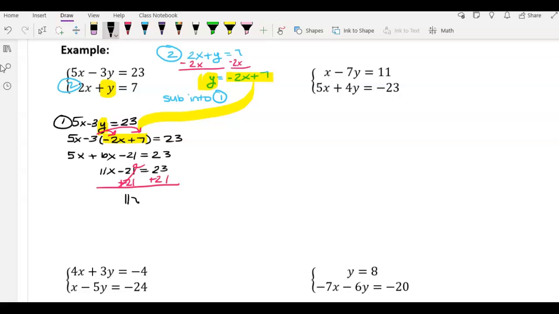So 11x now equals 44. The goal is to get x by itself now, so we're dividing both sides by 11. When that happens, we get x equals 4. We're going to take that information and put it right back into equation 2.